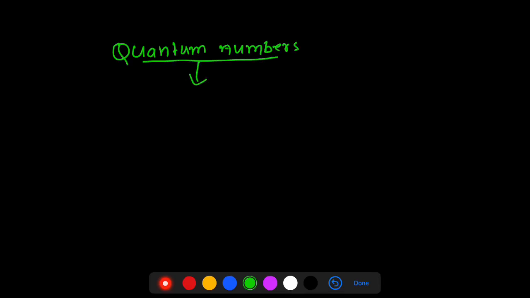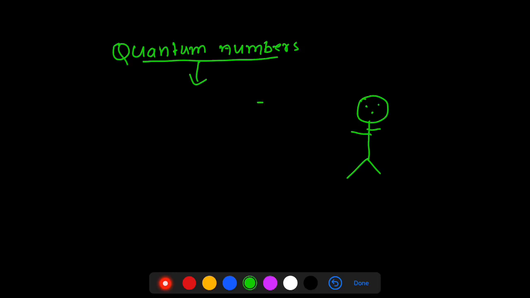What are quantum numbers? Quantum numbers are basically like the pin code of any person. If you mention the pin code, that's the address of a person, right? So it's like the address of a person.